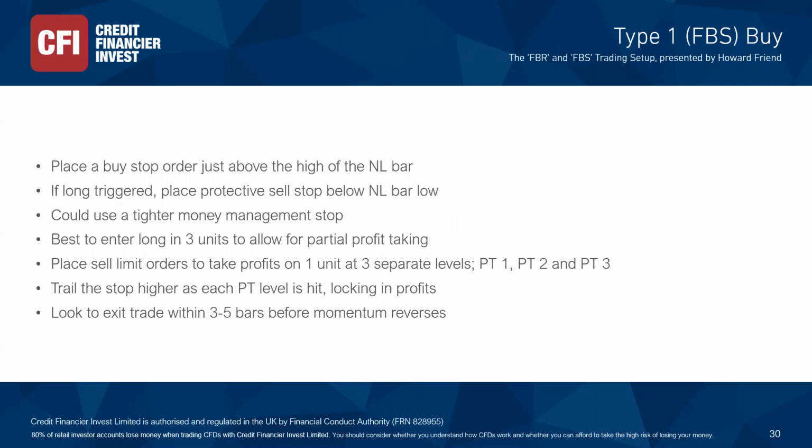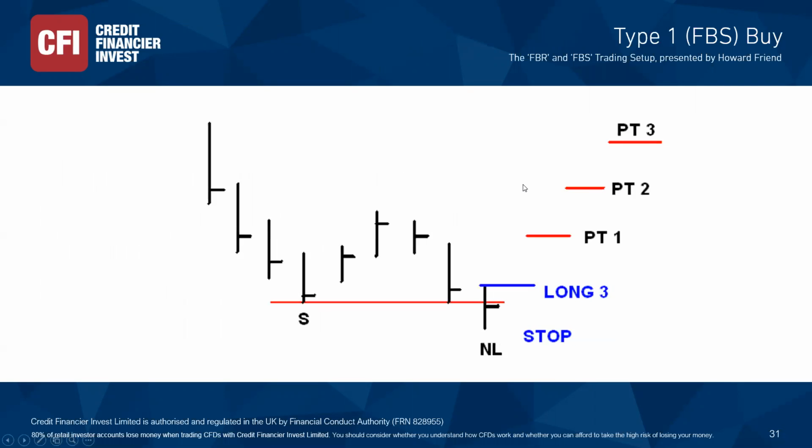Okay, so this is essentially how the trade looks. We have the support level, we get the bounce, we get the retest and the breakthrough, which is the NL bar, new low. And once we break through the high of the NL bar, we go long 3 units. We buy, we put a stop under the low for the move, the NL bar, and we're looking for PT1, 2, and maybe PT3.